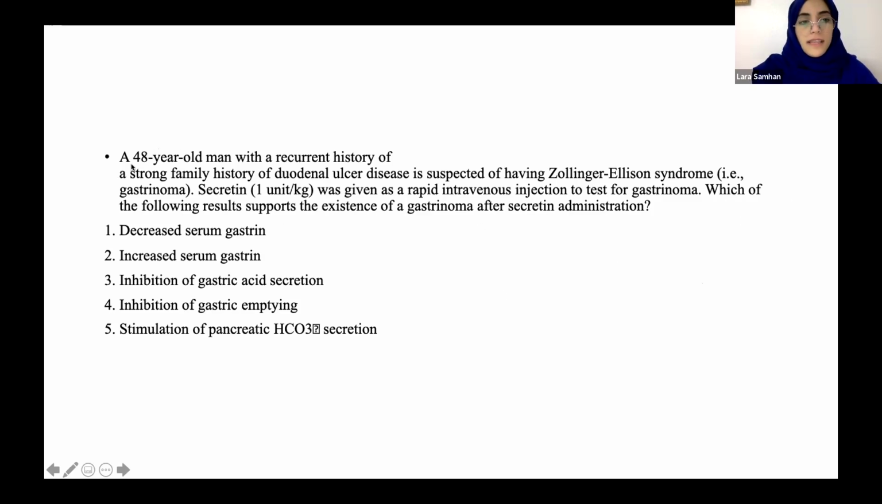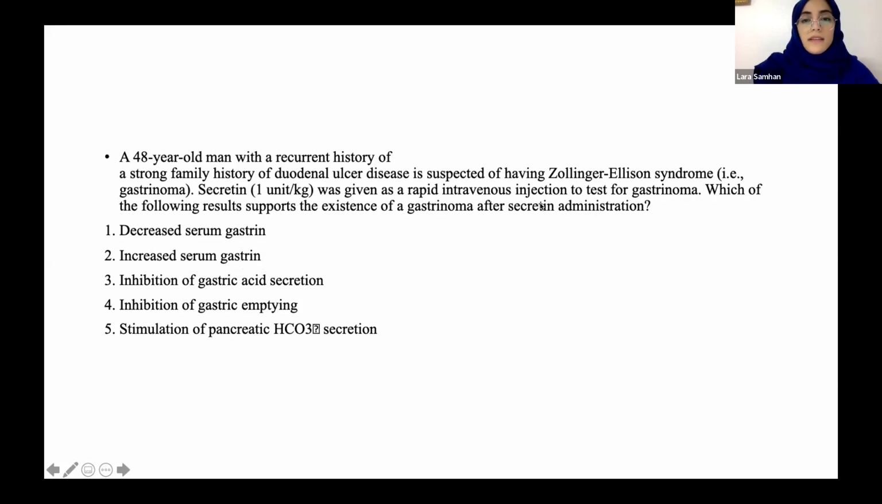So basically, this question says we have a 48-year-old man with a recurrent history and a strong family history of duodenal ulcer disease, suspected to have Zollinger-Ellison syndrome, in other words, gastrinoma. Secretin was given as a rapid intravenous injection to test for gastrinoma. Which of the following results supports the existence of gastrinoma after secretin administration? And as you guys said, the correct answer is number two, which is increased serum gastrin.